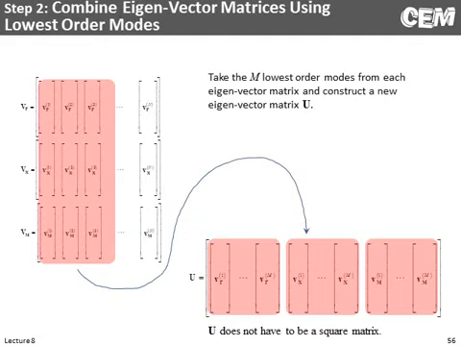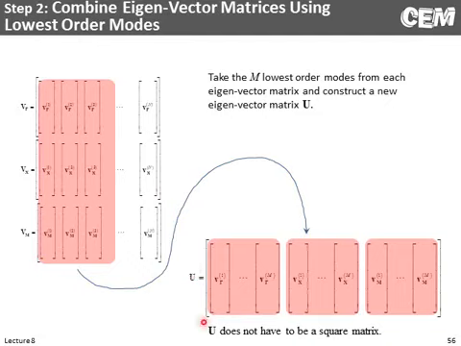Then what we'll do is choose the lowest m order modes in these eigenvector matrices. We might choose the lowest order 5 or 6. So we go into these 3 eigenvector matrices and pull off, in this case I'm just drawing the lowest order 3. We take these and build another matrix U, and we put in these lowest order eigenvector matrices from our key points of symmetry.